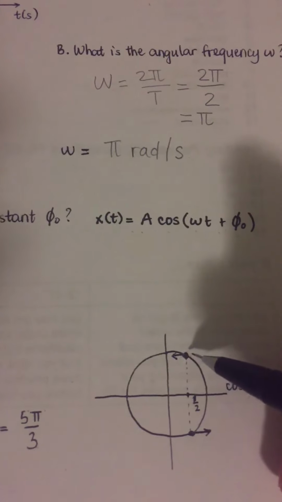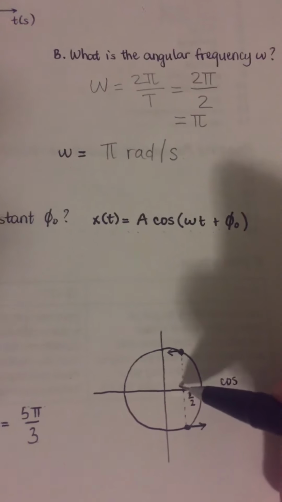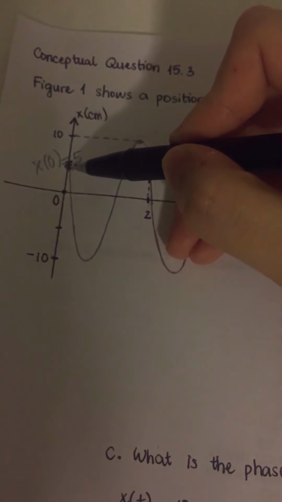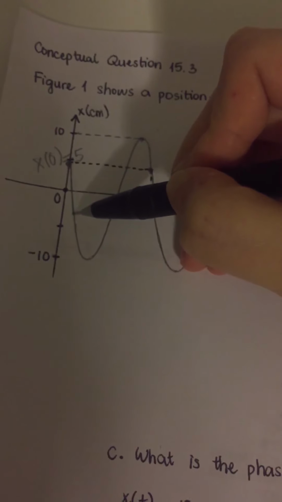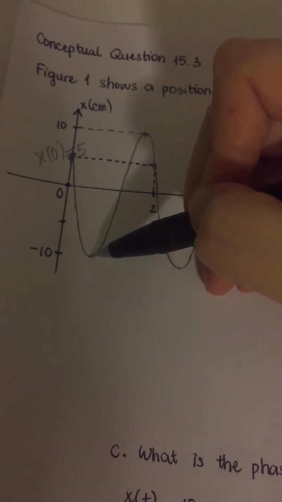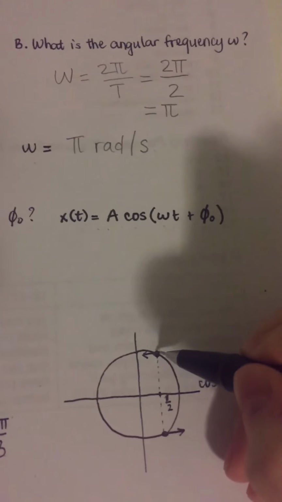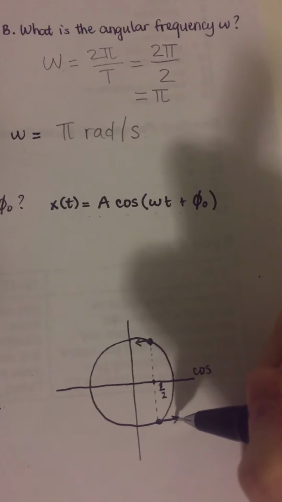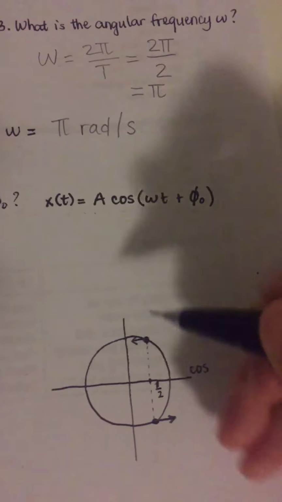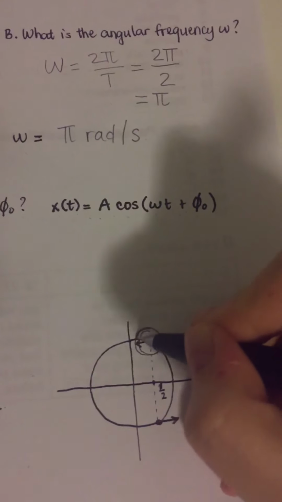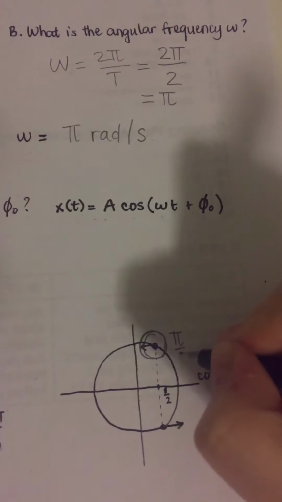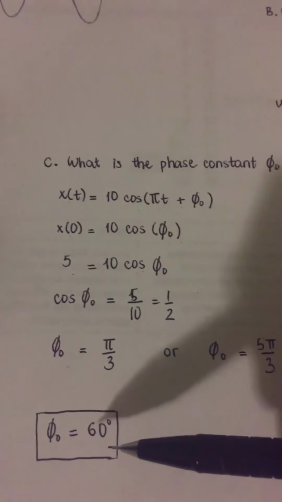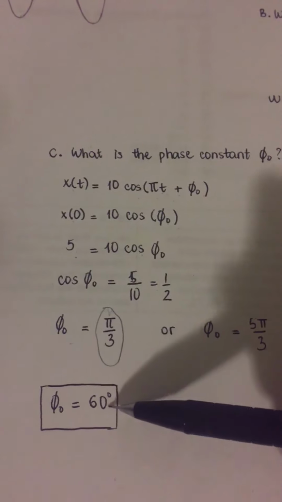To find out which one is the correct one, we compare this to our graph. We can see that the graph is going down into the negative zone right here, so it is moving in the negative direction. This one is moving to the left, which is the negative direction, and this one is moving to the right, which is the positive direction. So this point right here will be our answer, which is pi over 3. Our phase constant will be pi over 3, which is 60 degrees.